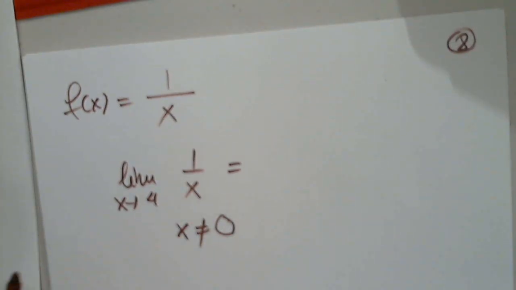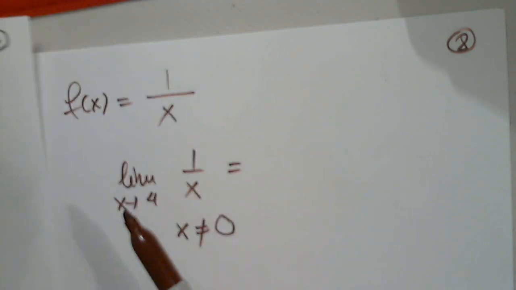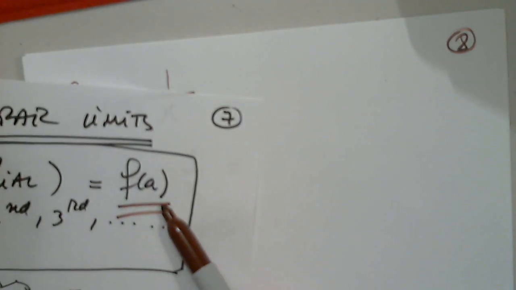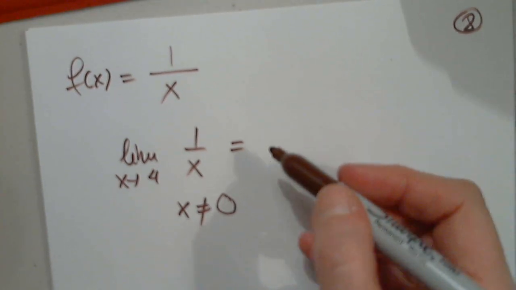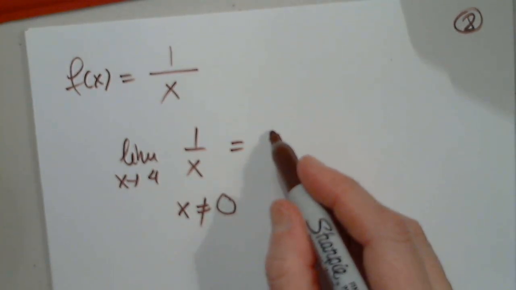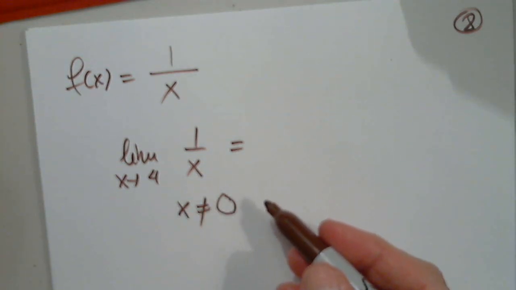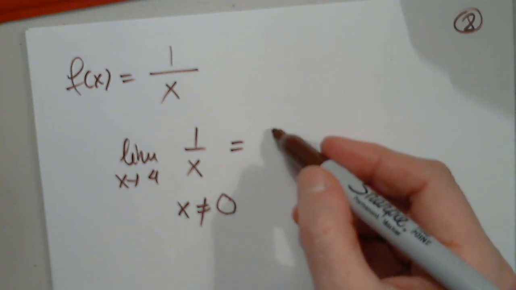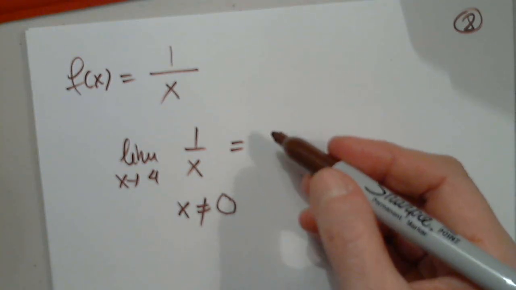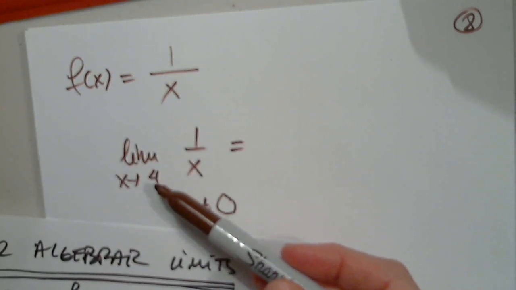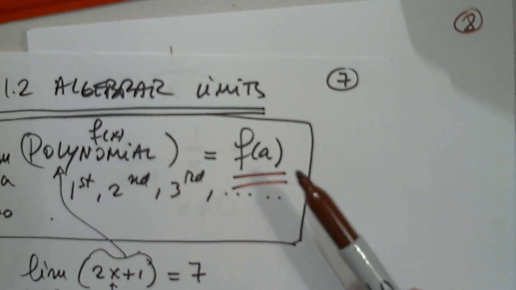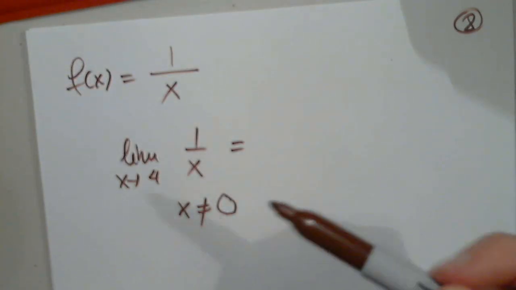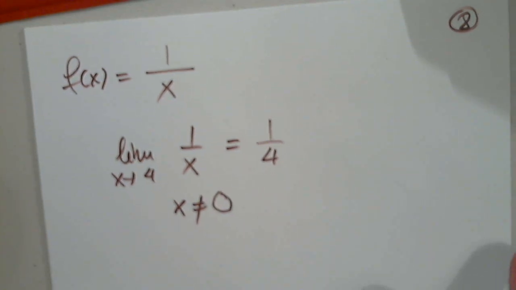Perfect. So same idea. Plug it in. If this number is in the domain, blindly plug it in. You're going to get the answer. What is the answer? Anyone? DNE? So if the number is in the domain of this function, it's the same idea: plug it in. So what is it? 1 over 4. That's it. 1 over 4.